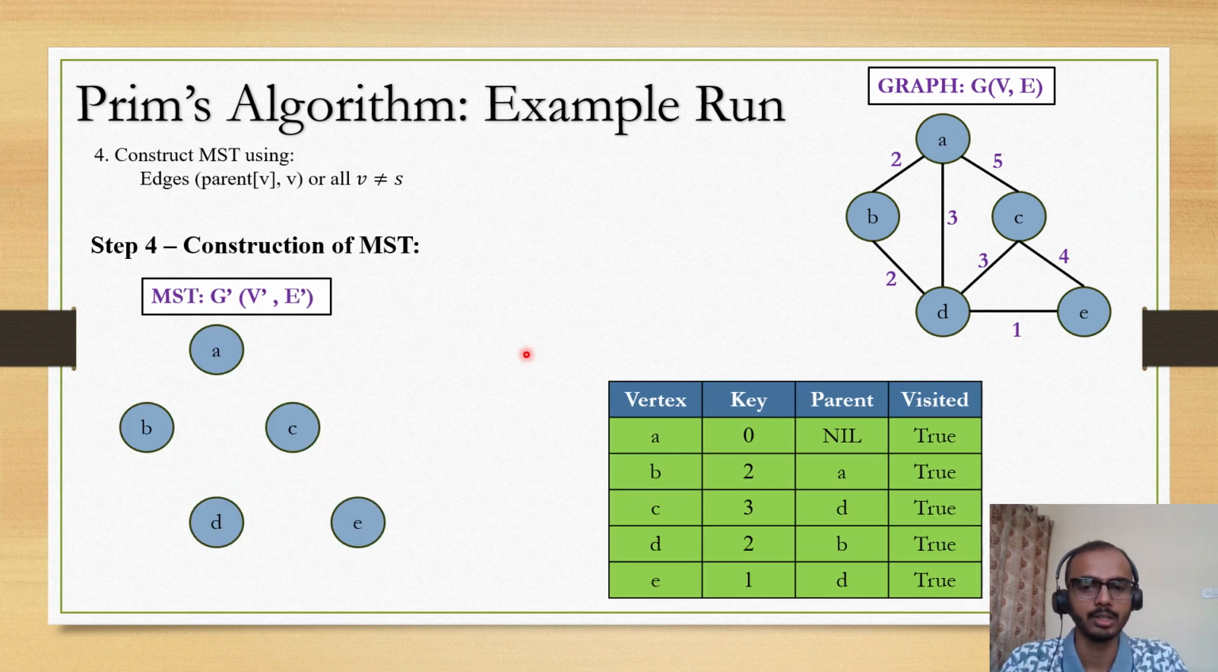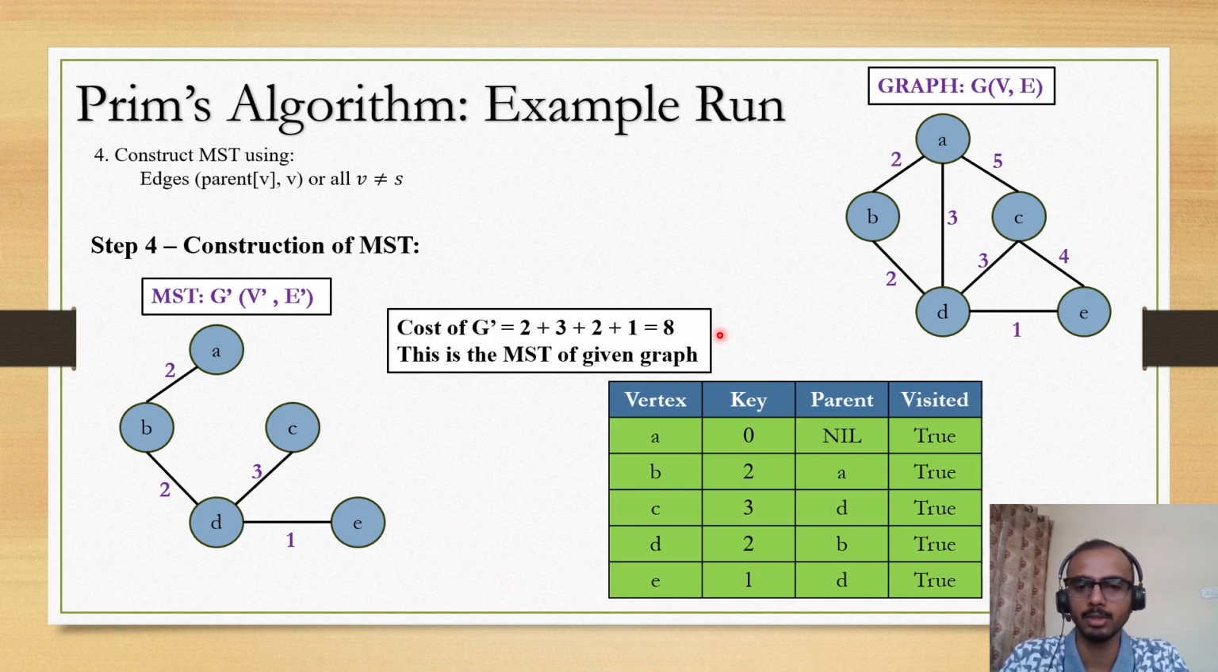Now we construct the minimum cost spanning tree using the final table. We have all the vertices here, except for the starting vertex which we chose as A. For each vertex we construct the edge from the vertex to its parent, with the key value as the edge weight. So taking B, we have AB with weight 2, then CD with weight 3, then DB with weight 2, and then ED with weight 1. This is how we construct the MST. Calculating the cost, this comes to 8 for this MST, and this is the minimum cost spanning tree of the given graph.